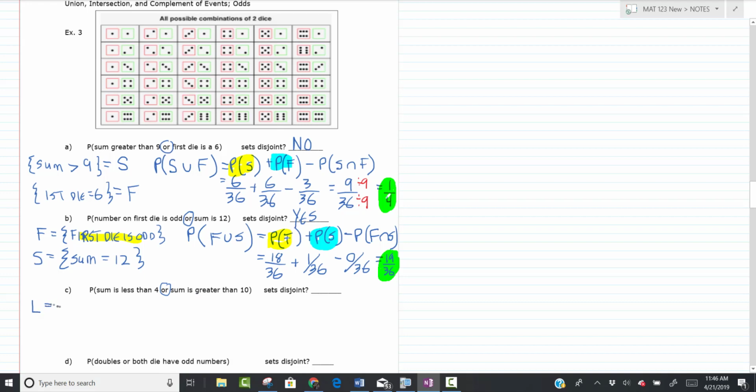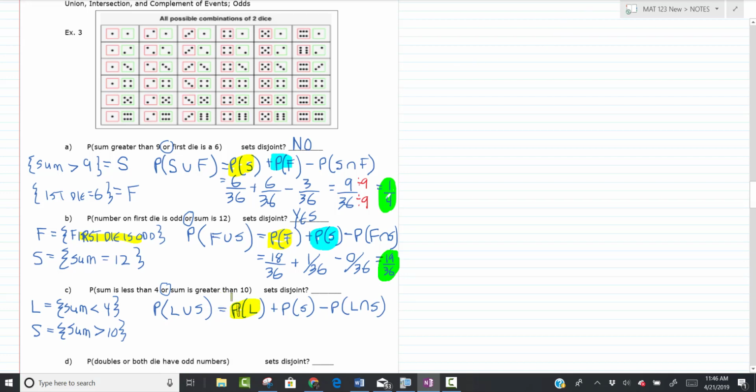I'm going to say L is sum less than 4. I'm not going to list that out, but you could if you wanted to. And then S is going to be the sum is greater than 10. Okay? So the probability goes like this. We're going to say the probability of L union S is equal to the probability of L plus the probability of S minus the probability of L intersect S, like this. And again, I'm just going to highlight these as we go.